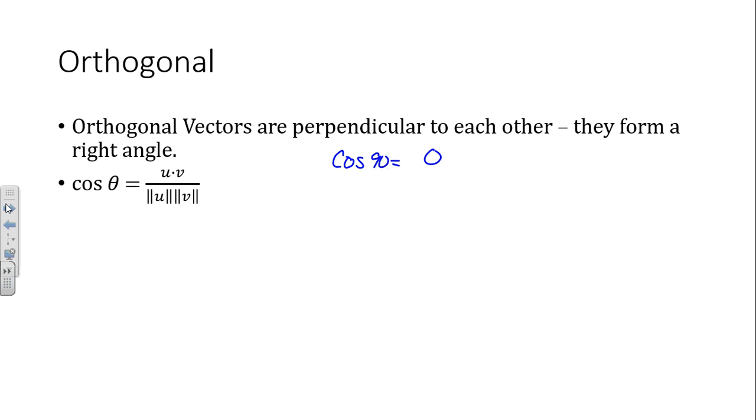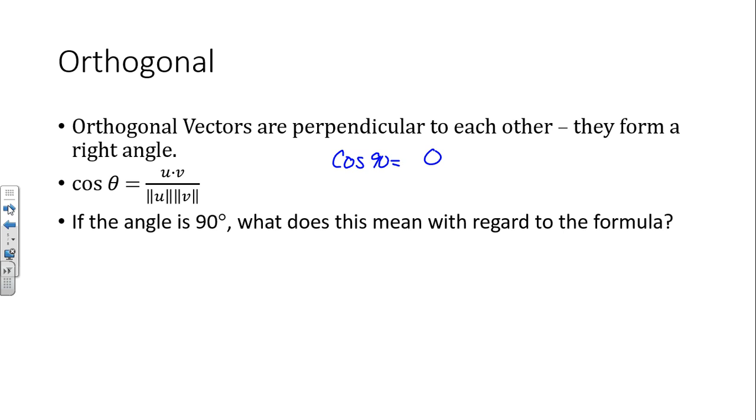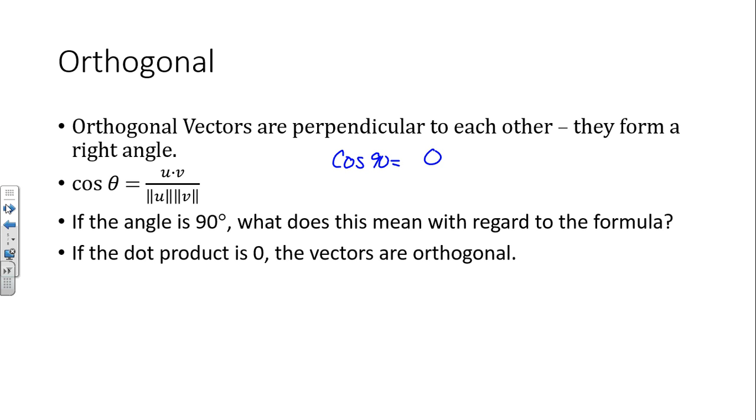In order to get a 0, we can never divide by 0, right? So the 0 has to be in the numerator, right? So that means that the dot product has to be equal to 0, which forces there to be a 90-degree angle between our two vectors. Okay? So if the angle is 90, the dot product is 0, and that forces the vectors to be orthogonal.